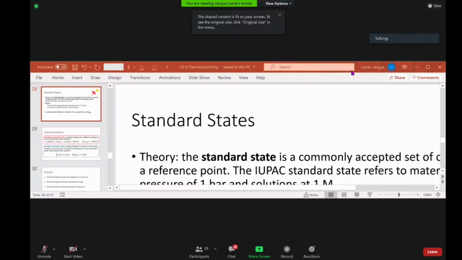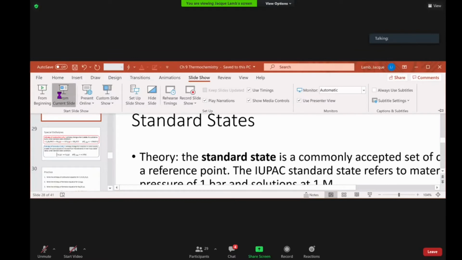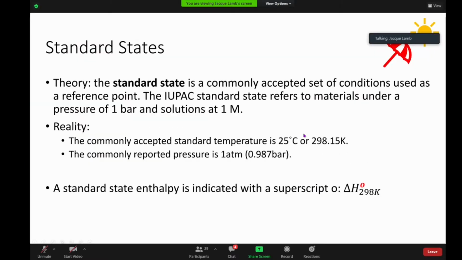Okay, so let me think this is where we left off. Tell me if this looks familiar. I think we did standard states. Yes. We talked for about 5 minutes on it.